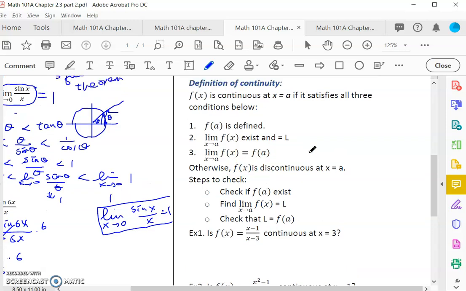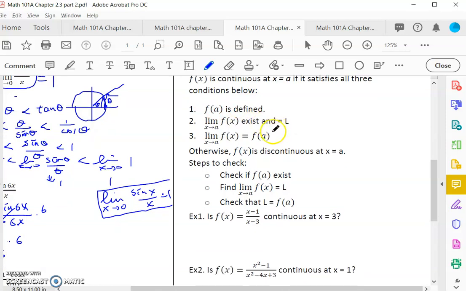I'm going to say it again. For x equal to a to be continuous for f of x, all these have to be defined. The limit has to exist and equal one number on both sides, and f of a must be defined, and f of a must be the limit. Meaning when the two sides meet here, this is actually f of a, right? So this would guarantee that it is continuous.